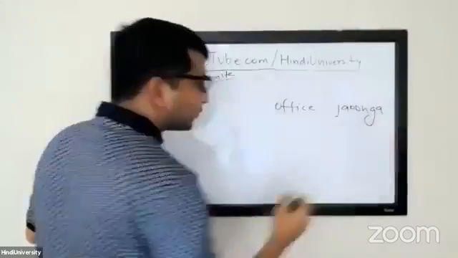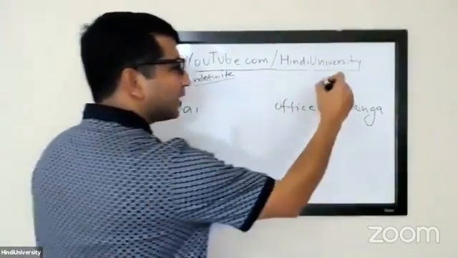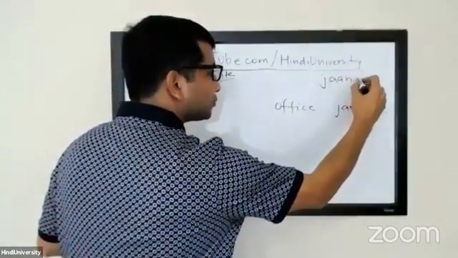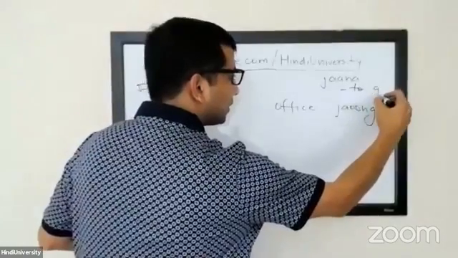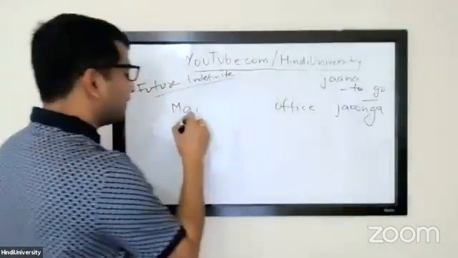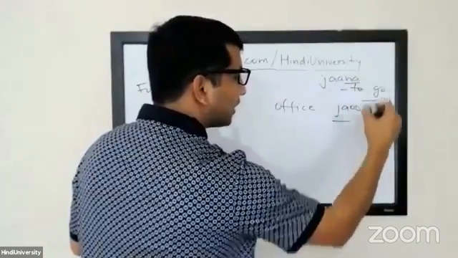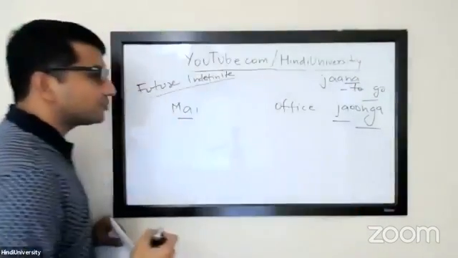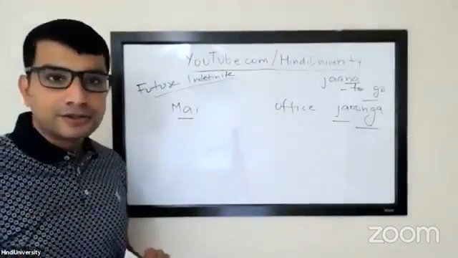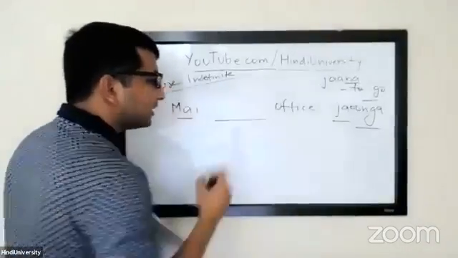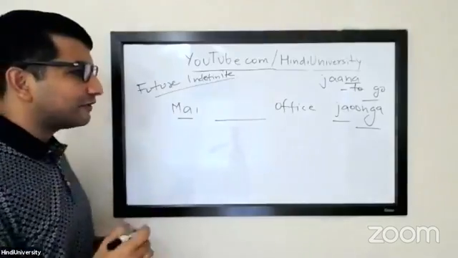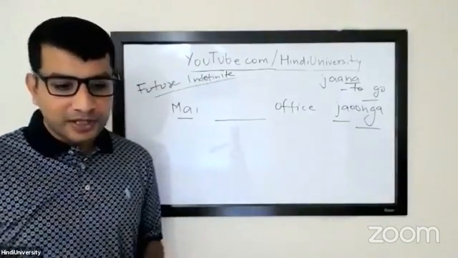So in a way, it's a quick revision of your tenses as well, right? You have jana, to go. In future, you have मैं, and the way it's conjugated, you have ja, remove the na, and put unga. मैं office जाऊंगा. I will go to the office. Now you put it here, the different variations of it. मैं office जाऊंगा.